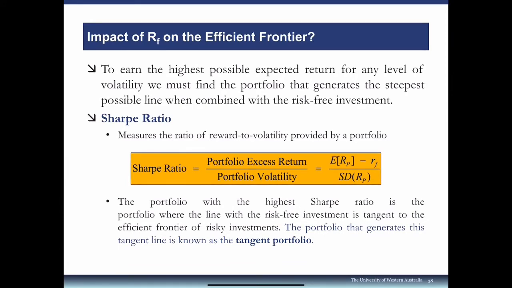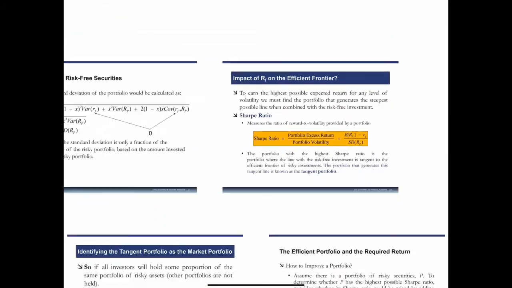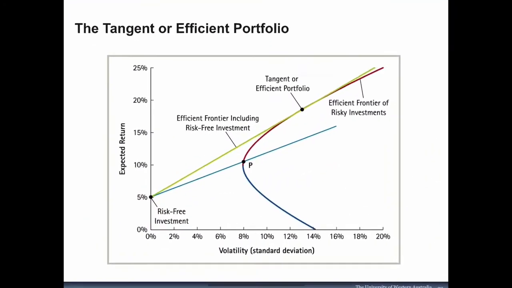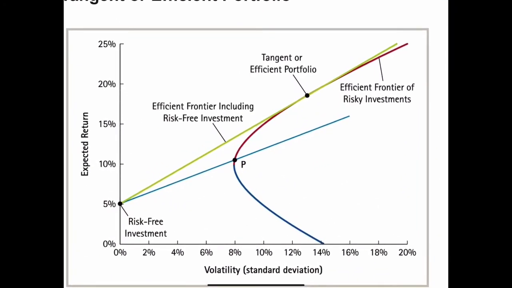So to earn the highest possible expected return for any level of volatility, we must find a portfolio that generates the steepest possible line when combined with a risk-free investment. Let's go to this line over here. Remember that we were saying, let's take a screenshot.